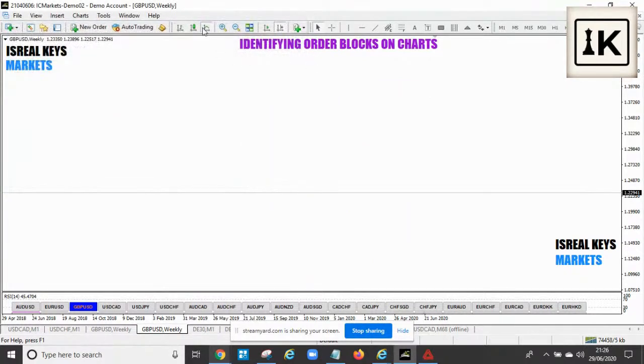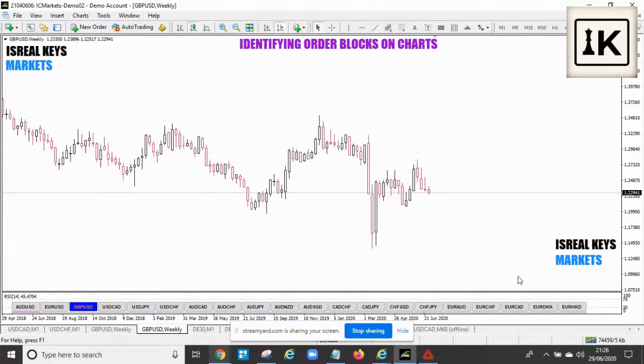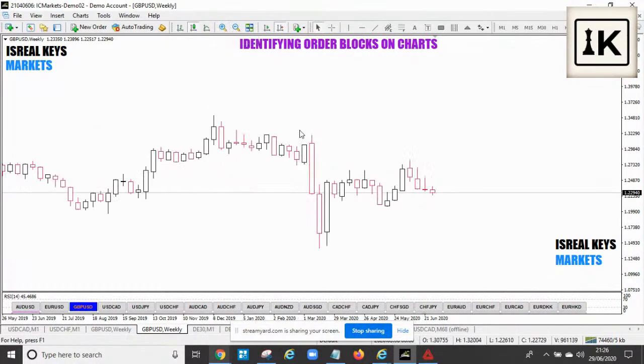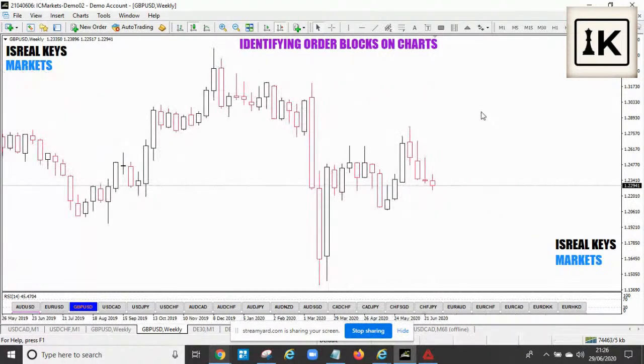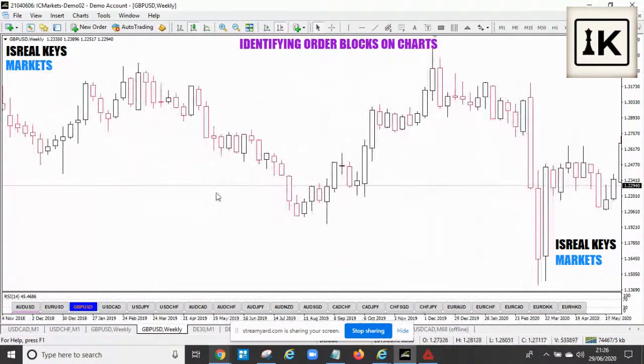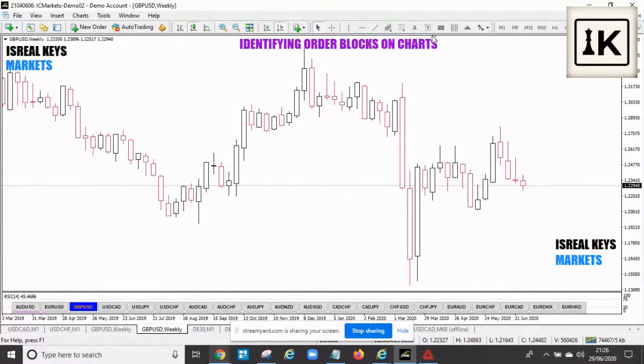All right, so let's go to the charts. Here is a weekly chart of pound US dollar. Remember our theory from what we studied: if the market has been rallying up, there is a cause for it, something that's created it. So let's start from here. What we're doing tonight is identifying all the blocks and labeling them.